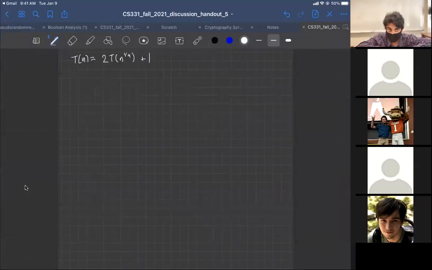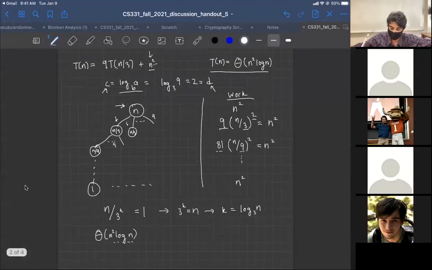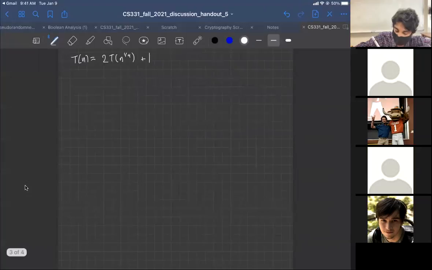Okay. So again, we cannot use the master theorem here. We shouldn't become too reliant on the master theorem and instead exercise this technique of recursion trees. So that's what we're going to do again. At the top, you have something of size n. Then you create 2 subproblems, each of size n to the 1/4.